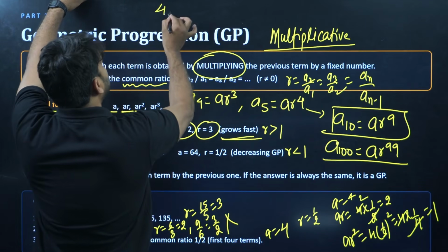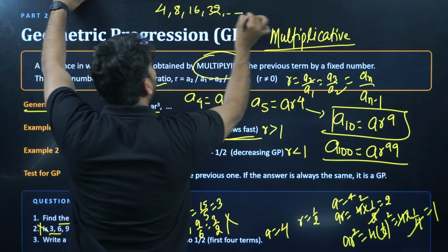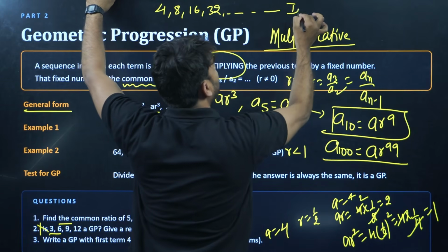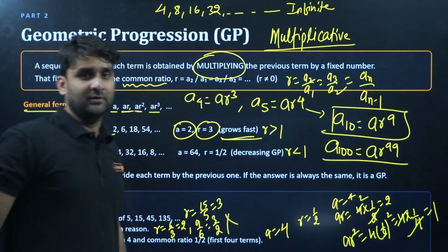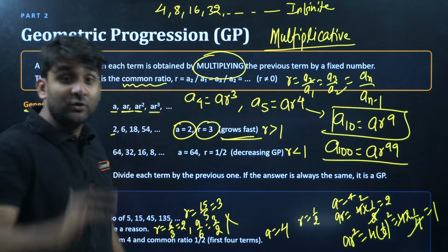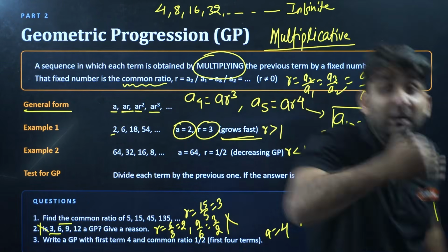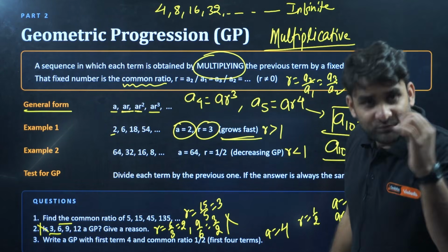This is a GP also: 4, 4 twos are 8, 8 twos are 16, 16 twos are 32, and so on. So this GP is called an infinite GP because I don't know where this GP will end. So if the sequence is increasing by multiplying the same fixed number, such a sequence is called a geometric progression.